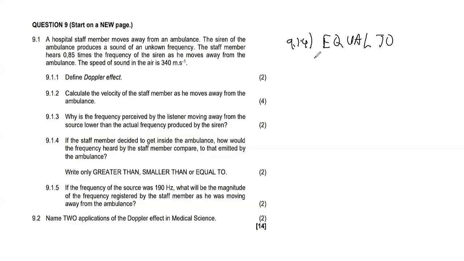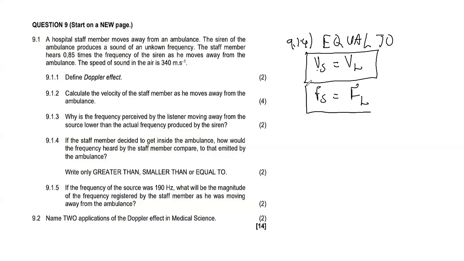And the reason for that is because the velocity of the source at that time will be the same as the velocity of the listener. So if there is no difference in the velocities, then there is no difference in the frequencies, right? So if Vs is equal to Vl, that means Fs will also be equal to Fl. So note that. Very important for you to note that.